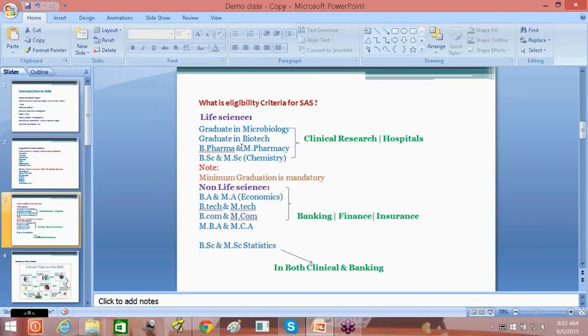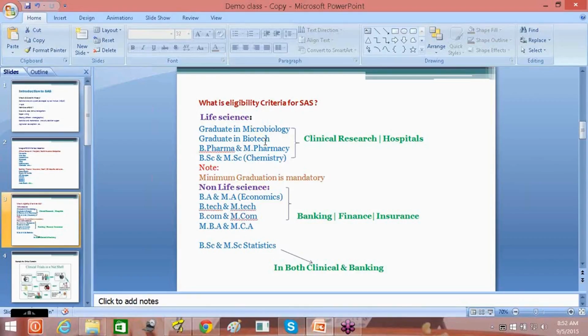So these people, after learning this SAS software, can work in clinical research companies, some hospitals, pharmaceutical companies, some health and insurance companies. They are going to deal with some clinical trial data, especially in pharmaceutical companies. So again, I will tell you.